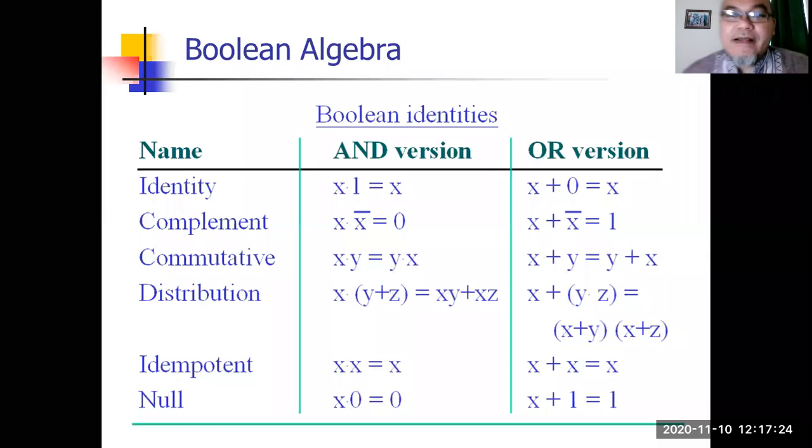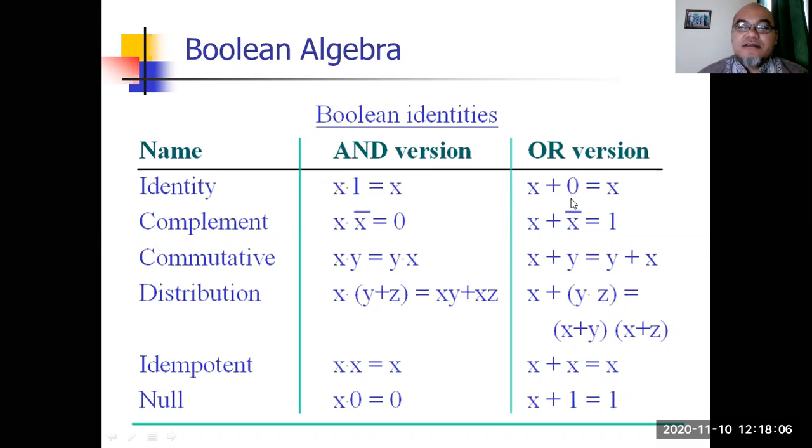So when we want to simplify a logical expression, we can use these Boolean identities. The first algebra identity formula is called the identity. In the AND version, whenever any expression is ANDed with 1, the result will be the value of that input x: x and 1 equals x. So for example, if x is 0, then 0 and 1 will be equal to 0. If it is 1, 1 and 1 will also equal 1, the value of x itself.